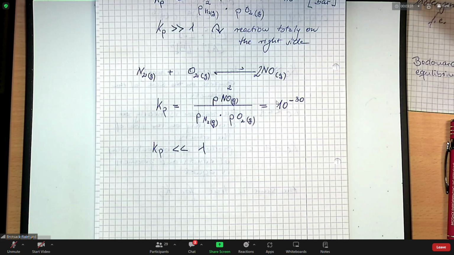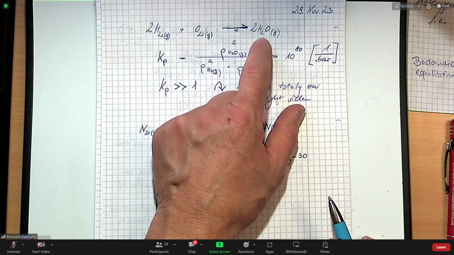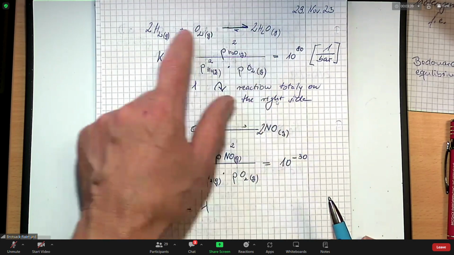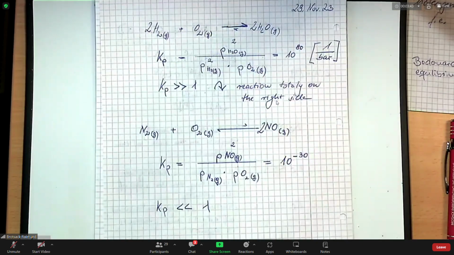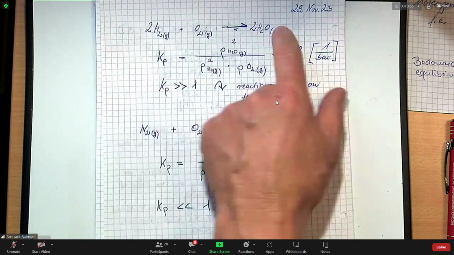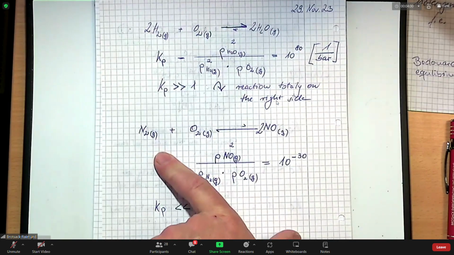Well, the constant tells us if the reaction is totally working or not. If Kp is 1, it is partially reacting, partially not. So one way is possible and the other way as well. It's reversible. If it is very high, it's totally in one direction. If it is very low, it doesn't work.